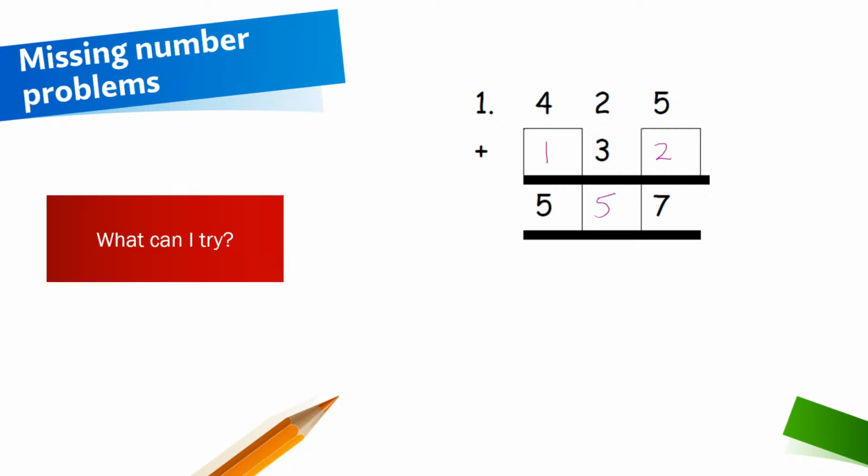We're trying to solve the problem. The answer here is not 557. The answer depends on what the question is. And the question is, what are the missing numbers? The answer is actually 1, 2, and 5. So we finish the question by saying 425 plus 132 equals 557. But that's a question and an answer. So the answer depends what the question is. And my question here is, what are the missing numbers?